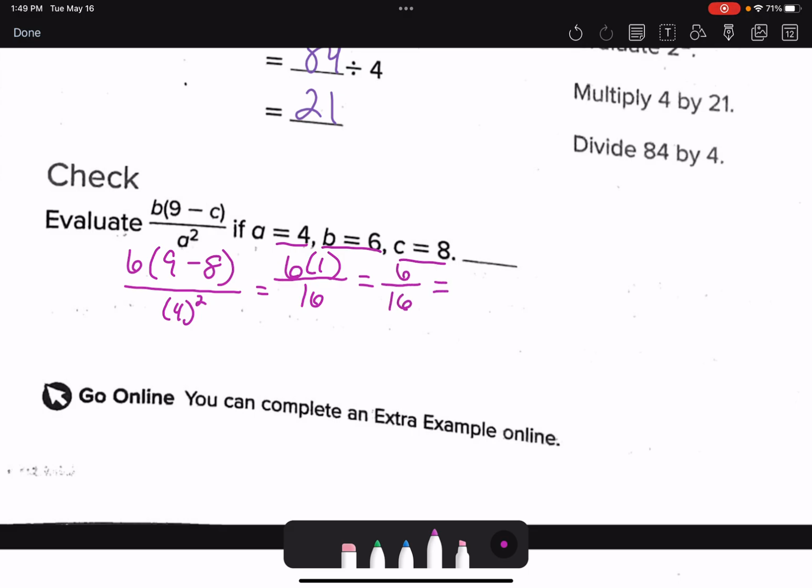6 times 1 is 6. And 6 and 16 have a GCF, so let's look through it. So 4 doesn't work, but 2 does. So let's divide. 6 divided by 2 is 3. 16 divided by 2 is 8, and I cannot reduce that fraction anymore. 3 over 8 is the final answer. So again, your first step here is to replace this, then do the order of operations.